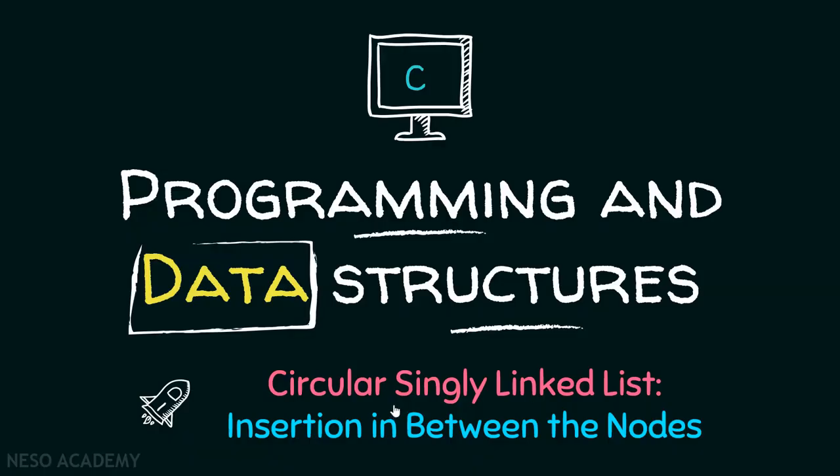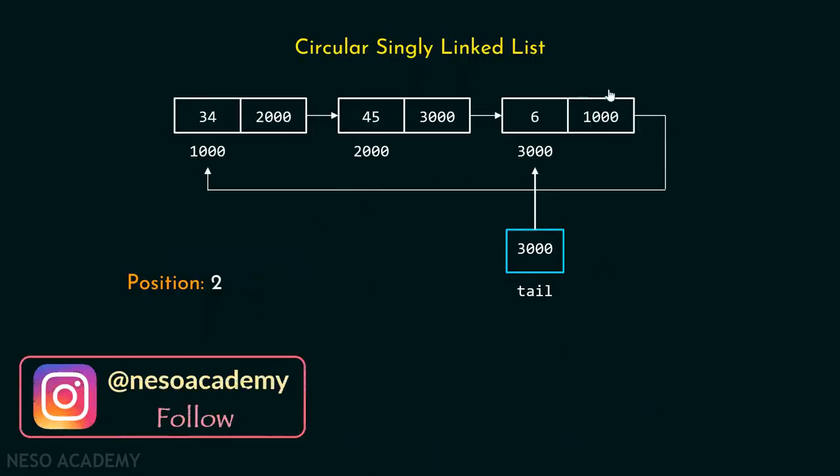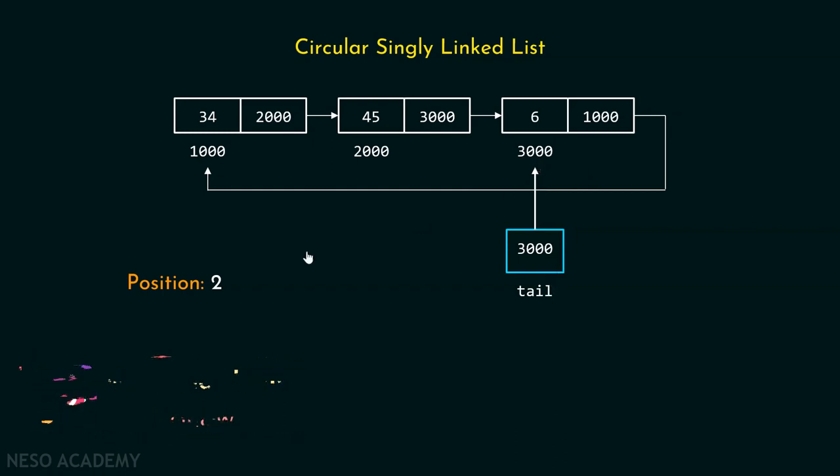In this presentation, we will learn how to insert a new node in between the other nodes in a circular singly linked list. So let's get started. Let us suppose this is the initial state of the circular singly linked list. You can see that there are 3 nodes in the list and the tail pointer is pointing to the last node of this list. Currently, we have a position variable which is holding this value 2.